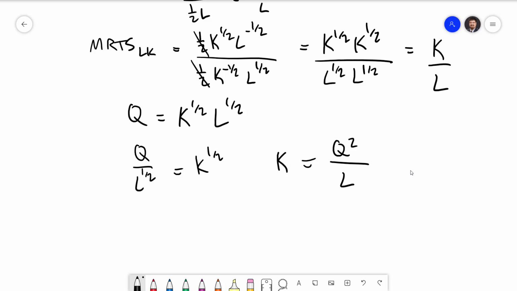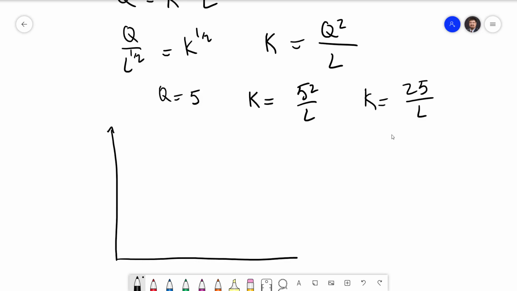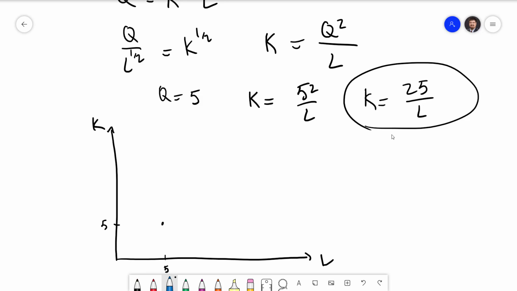This is actually a hyperbola. We could plug in any quantity we want for Q and go from there. For example, if Q were 5, then our isoquant would have an equation k equals 5 squared over L, or k equals 25 over L. I'm going to sketch a graph of this. My hyperbola graphs are definitely not going to be perfect, but with this particular isoquant, you could see that 5 and 5 will be one of the points along that. The isoquant will look something like this.